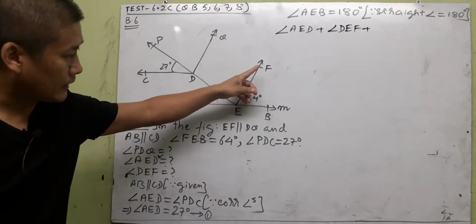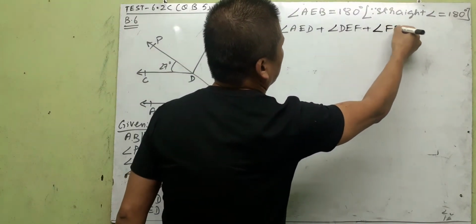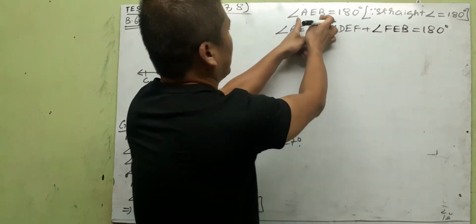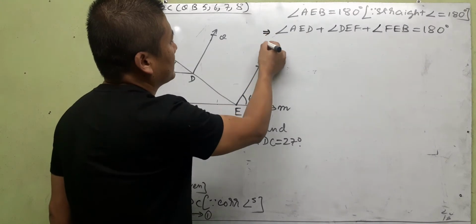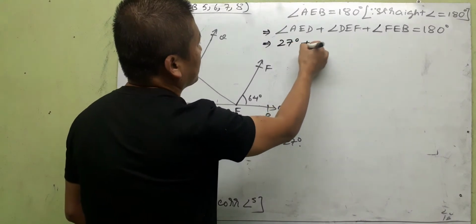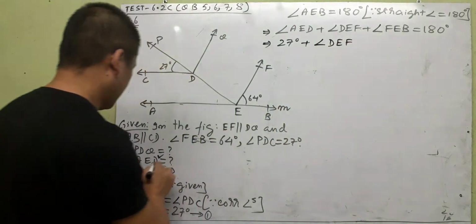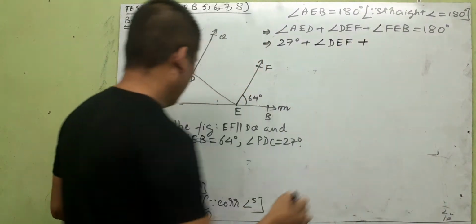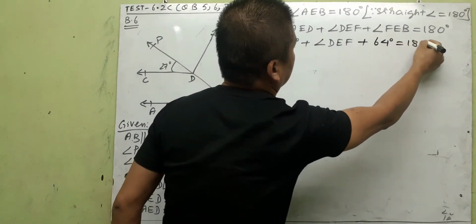Now here BEF, so the FEB. The question uses FEB, but you can use BEF also. It's the same angle. What we mean is these three small angles put together form AEB, the big straight angle. Now it's just a matter of replacing. AED we just found out, so we put there 27 degree plus DEF. We are trying to find that, so we keep it as it is. Next, FEB is given in the question as 64 degree. So we write 64 degree equal to 180 degree.